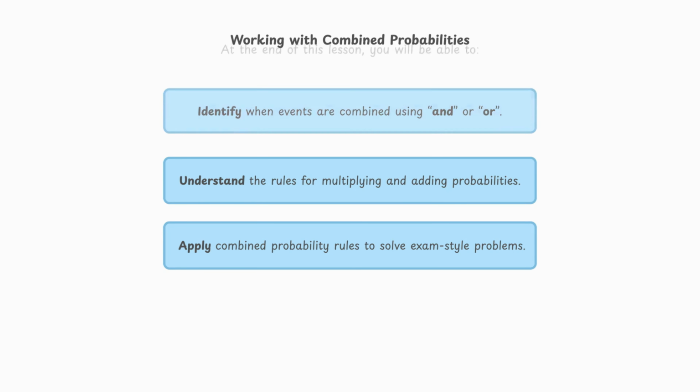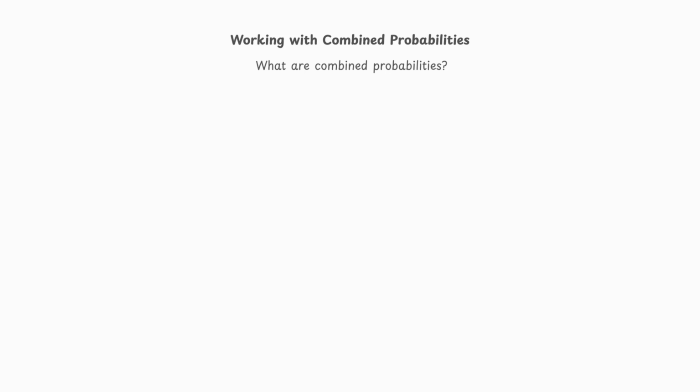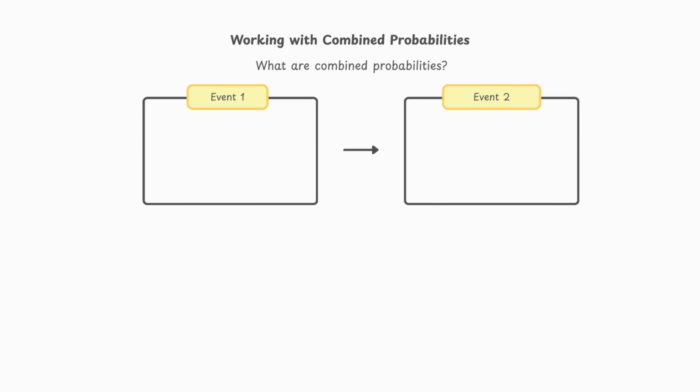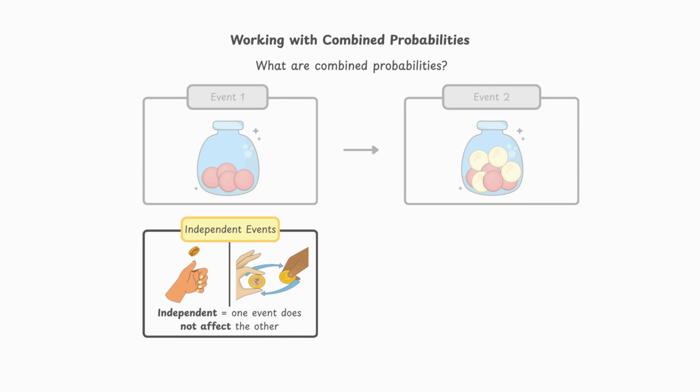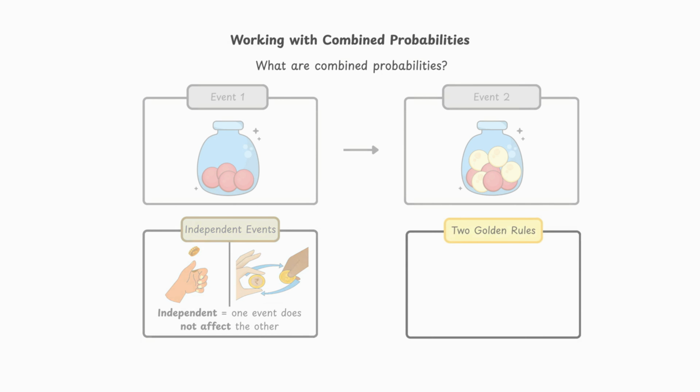Let's get started. Combined probabilities look at situations where more than one event happens. These events may happen one after another. In this lesson, we are working with independent events. That means one event does not change the probability of the next. There are two key rules you must remember. If the question says and, we multiply. If it says or, we add.